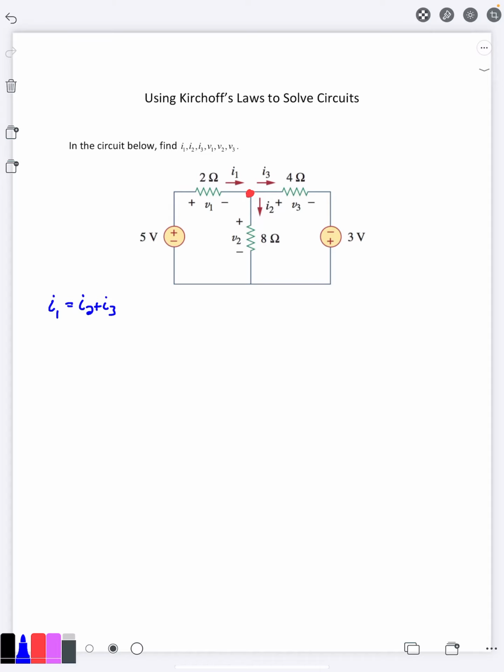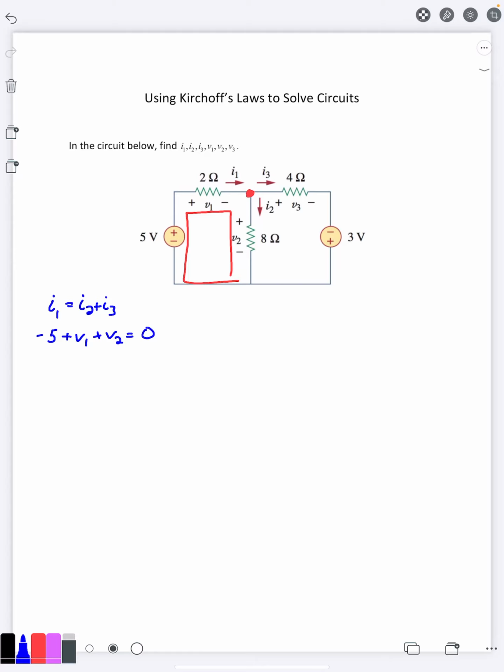Next thing I can do is some Kirchhoff's voltage law going around our mesh loops here. So if I go around that left loop in a clockwise fashion, the first thing I see is going to be a minus 5 volts, then plus V1, then plus V2 equals 0. So we have that.